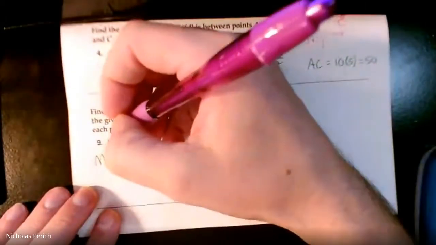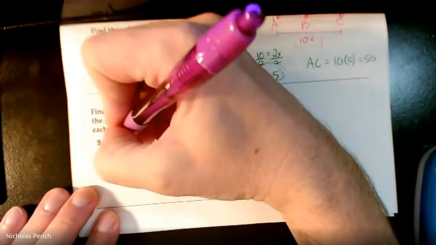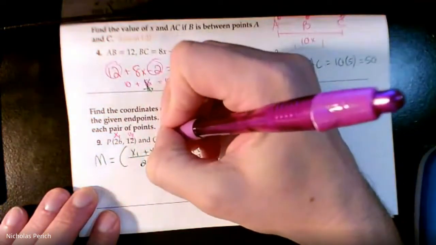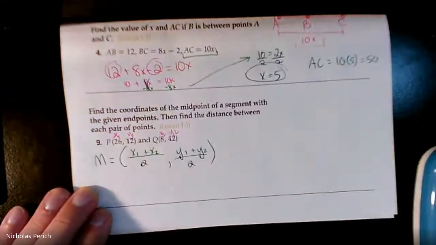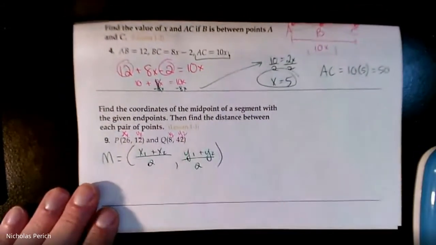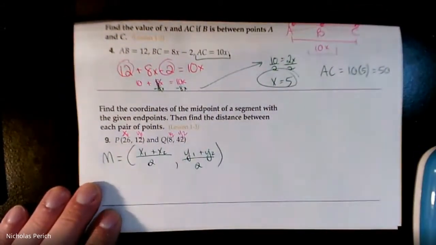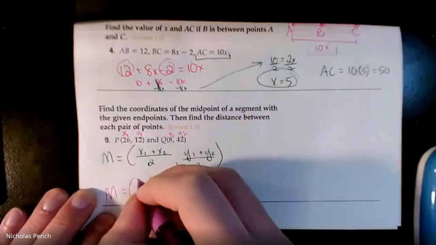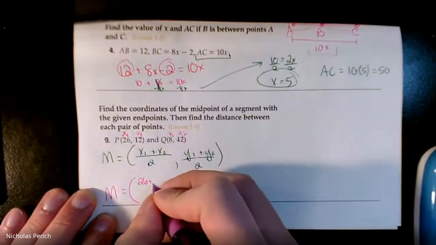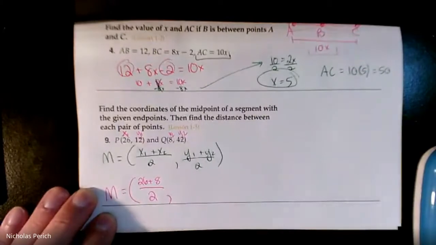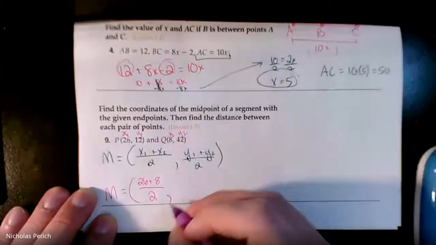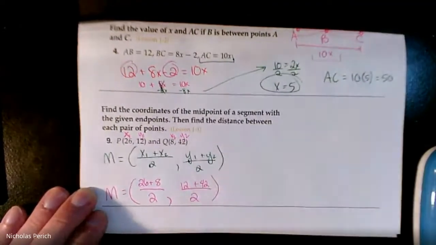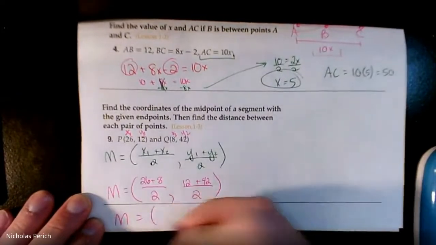I'm going to label my points. Oh, I wish I could do that without my hand being in the way. X sub 1, Y sub 1, X sub 2, Y sub 2. Okay, so what I did is I took my points there and I labeled them. Now I'm going to plug it in. The midpoint is going to equal X sub 1, which is 26, plus X sub 2, which is 8, divided by 2. Also, Y sub 1, which is 12, plus Y sub 2, which is 42, divided by 2. And let's do this in one step to save some space.